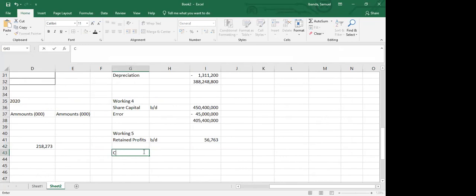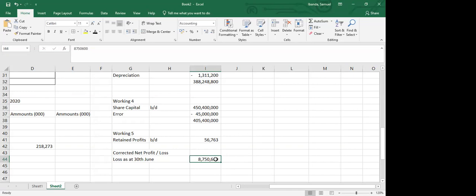So what we are going to do in this working, we are going to do a small statement, which is our corrected net profit or loss. So we are going to have our loss as at 30th June, as provided in the question. It is of that value, 8,750. And since it is a loss, I'll first put it as a negative.